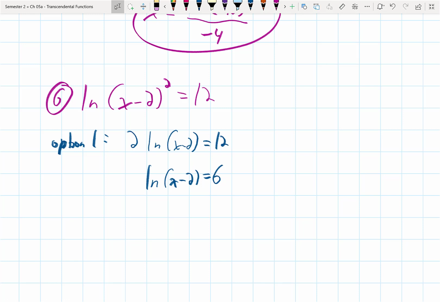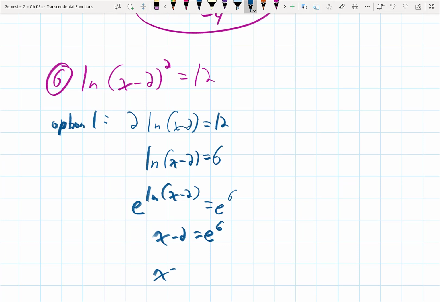The left side is taking the natural log, a log base e. The opposite of doing a natural log is to exponentiate with a base e. And that undoes what's being done on the left side. So I get x minus 2 equals e to the 6th, or x is equal to e to the 6th plus 2.